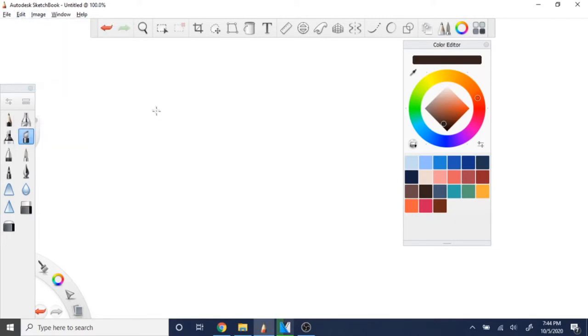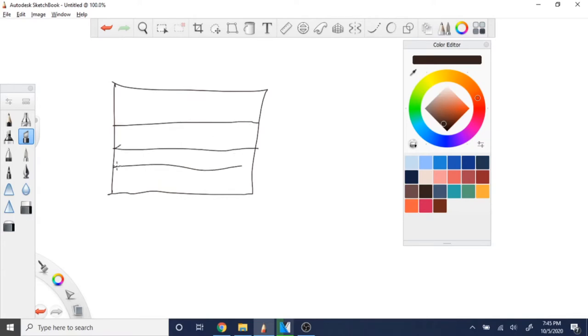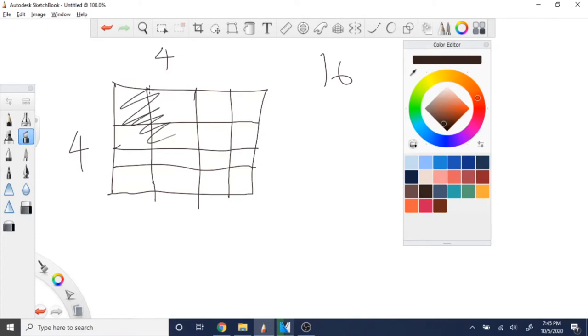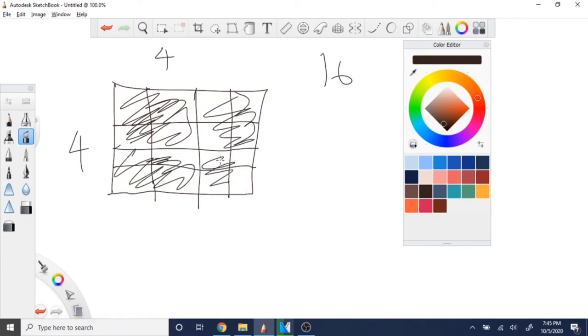If we were to draw a 4 by 4 matrix right here, originally we would have 16, because there are 16 different individual squares in here. So this is 4 by 4. Now let's count each individual one, like every 4 ones. So we have this one, so that'll be 17. We have this one, this is going to be 18. This one is going to be 19. This one is going to be 20. So this is now 20.